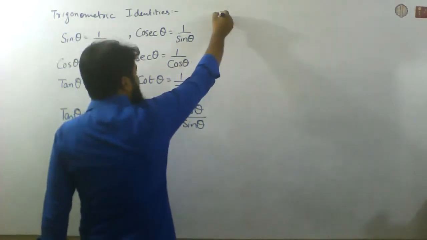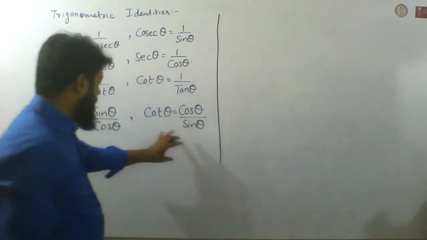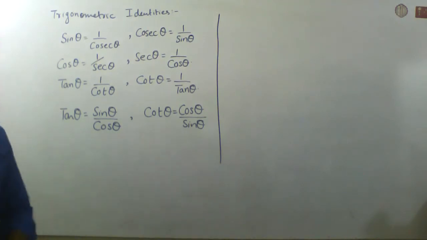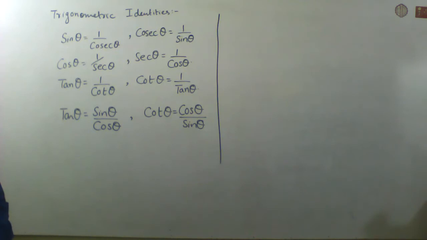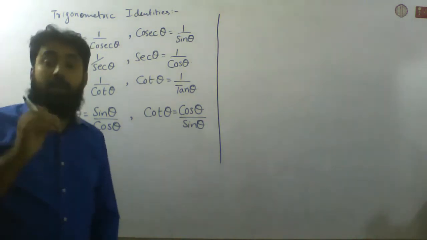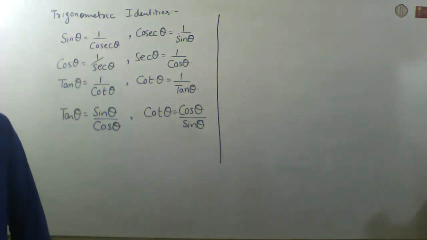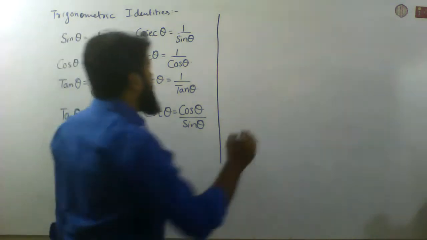Now, these are all called reciprocal relations or reciprocal identities. Now I am going to talk about squaring identities. Okay, what are the squaring identities?